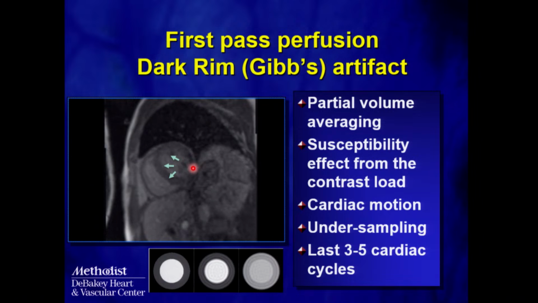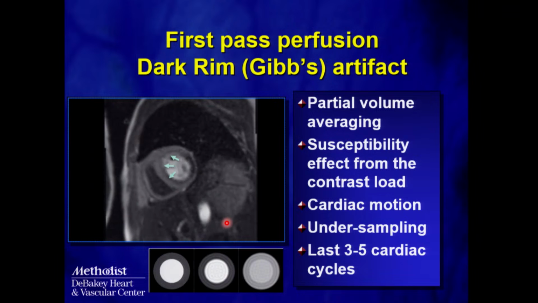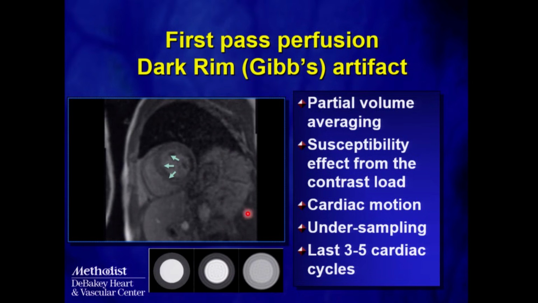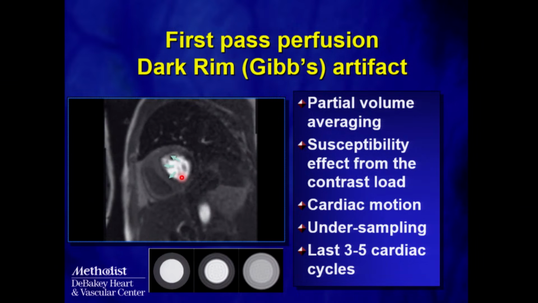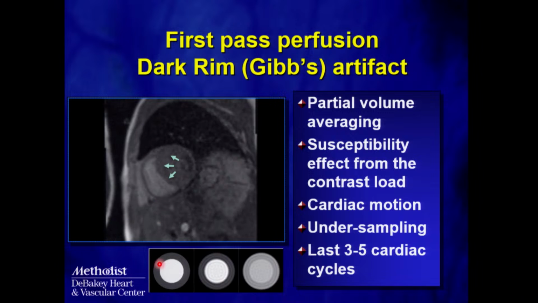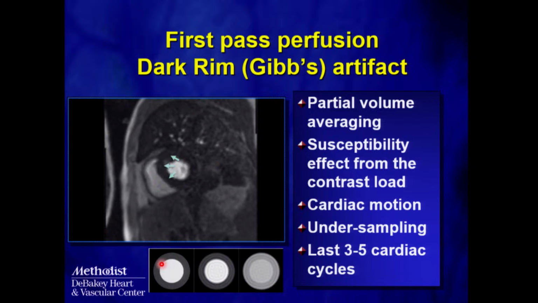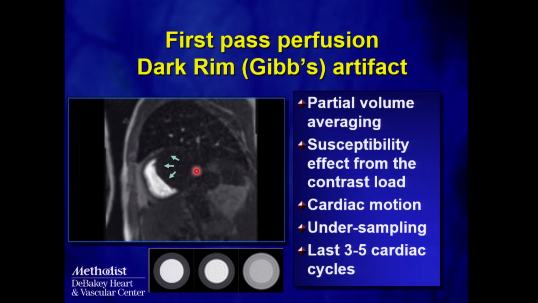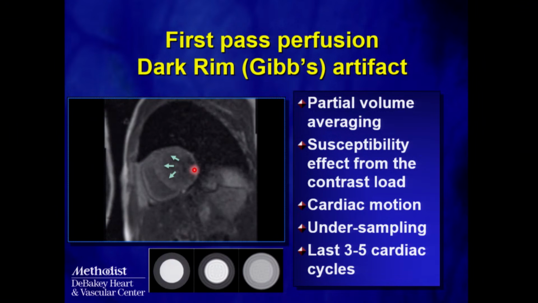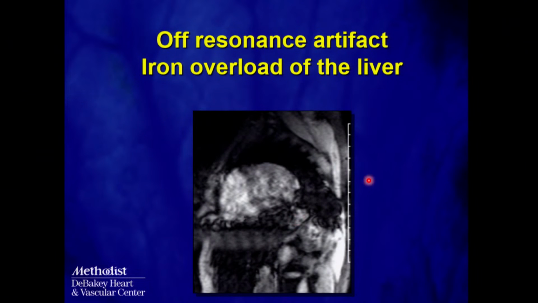But take a look at this area here in the inferolateral wall. So how do you differentiate a true perfusion defect related to CAD from artifact? The CAD perfusion defect does not go away, as you can see over here, versus the dark rim artifact, which usually goes away within a few cardiac cycles because the gadolinium has washed out and you no longer have this contrast load coming in. Hopefully this was a good case to show you what an artifact looks like versus what a true perfusion defect looks like. This area is not picking up gadolinium, and it's truly suggestive of a flow-limiting stenosis.